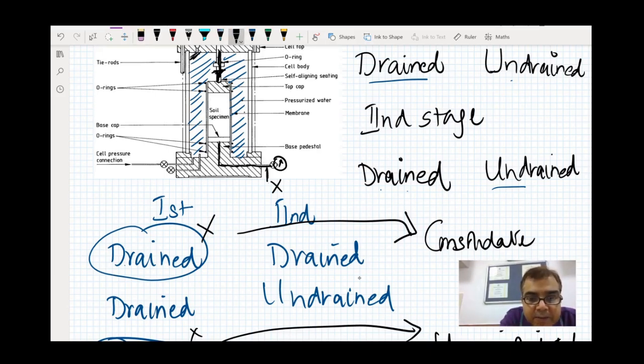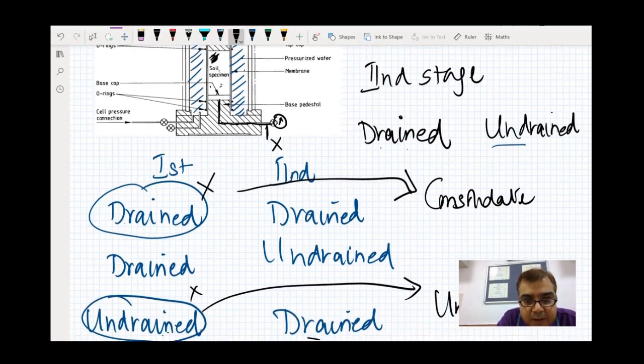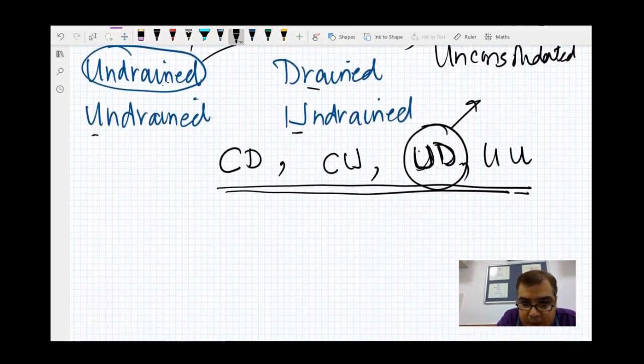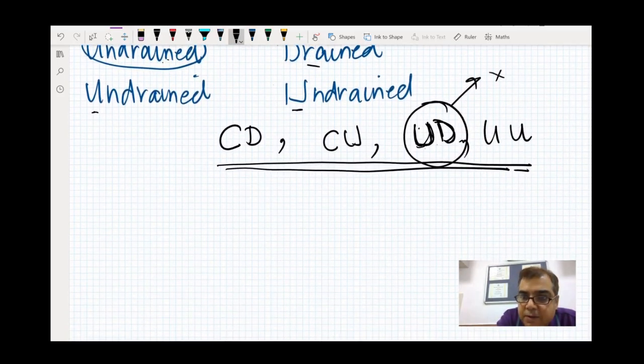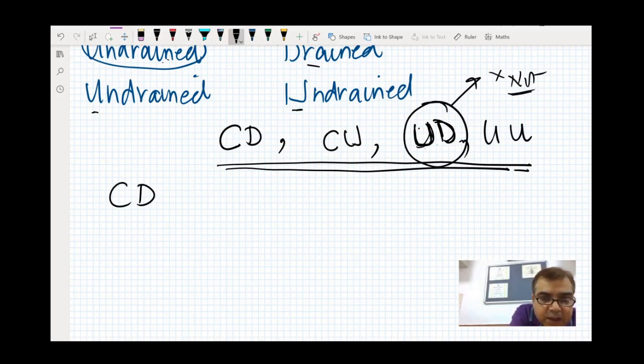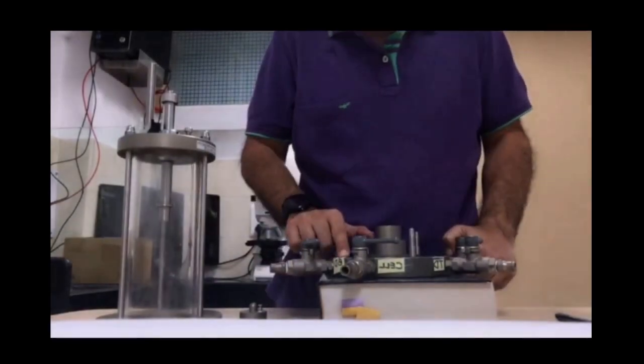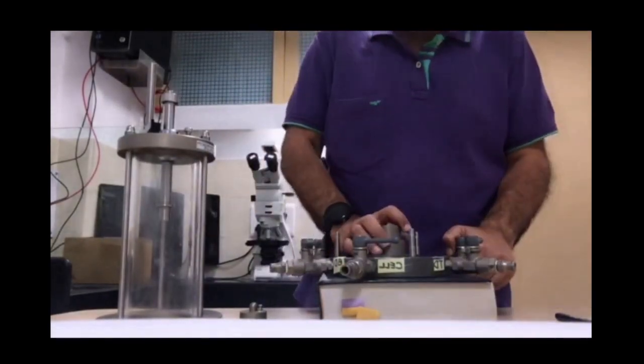If you open this barrier in the second stage, you cannot ask the water from the first stage, the excess pore pressure which is still inside, to stay within and then only allow the water from the second stage to escape. That is not possible. So a UD test is not possible. That is why we either have a consolidated drained, a consolidated undrained, or a UU test. We have just seen the three different kinds of triaxial tests.